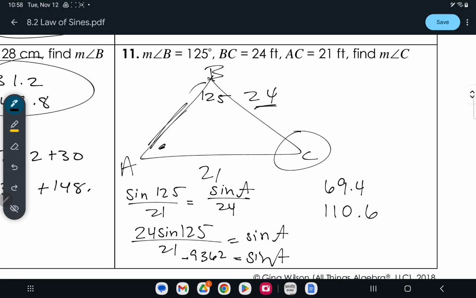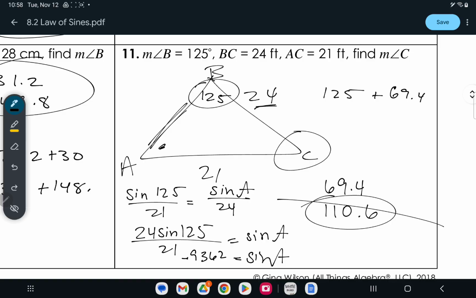Well, automatically, that's obtuse. You can't have two obtuse, so 110 is out. But 125 plus 69.4 gives me 194.4, and that's bigger than 180. So the 69.4 can't work either. So there's no angle C that will make this situation possible. So, all right.